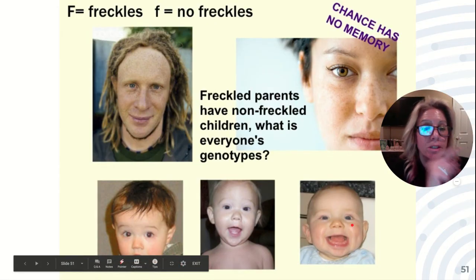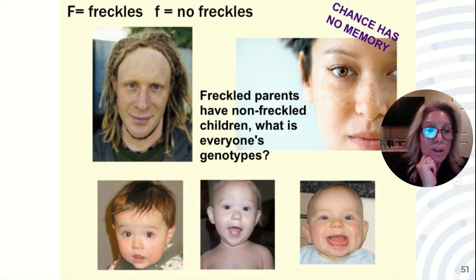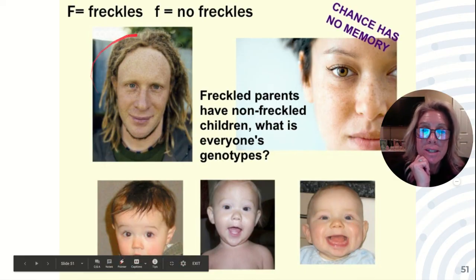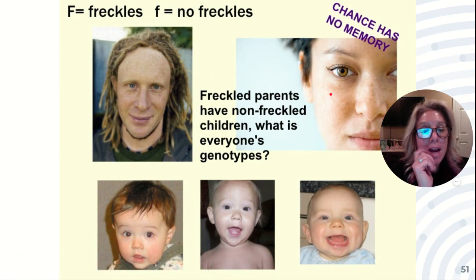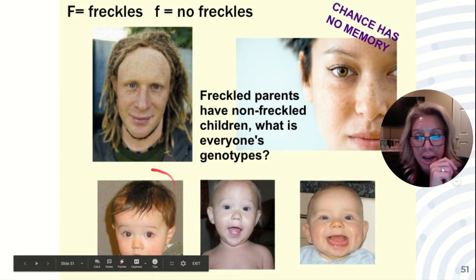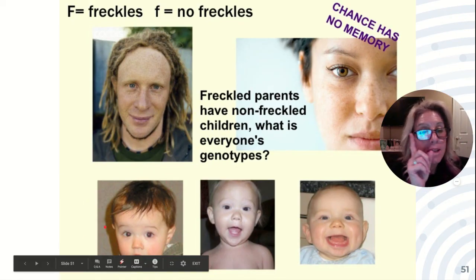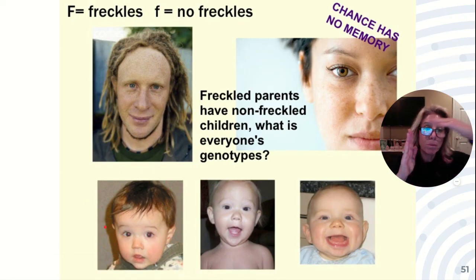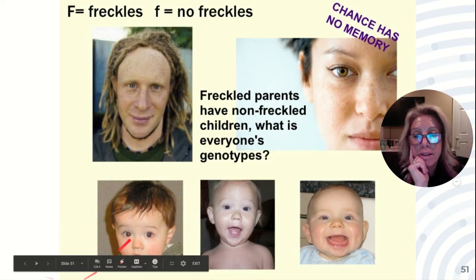Well, they each must have been carriers for the non-freckle trait, right? So the dad must have been big F, little f, and the mom was big F, little f. And this first child they had, let's say this is child number 1, they had a 1 in 4 chance. If you do the Punnett square, big F, little f, put it all together, they had a 1 in 4 chance that this child would not have any freckles, okay?